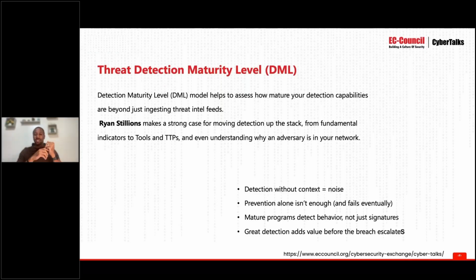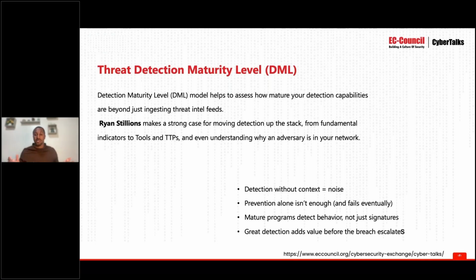Why is this adversary targeting me? Who am I? What does it want from me? And how can we stop that from happening? Detection without context is just a lot of noise, and we want to be able to separate signal from noise. Prevention alone is not enough.